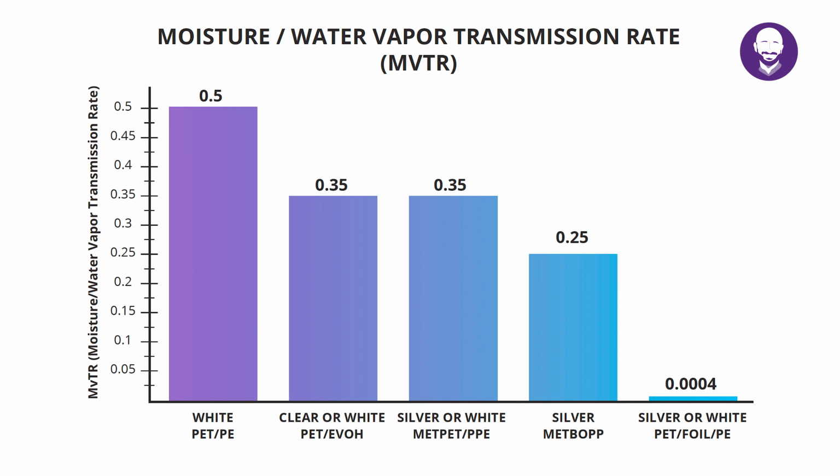So the next chart shows the moisture or water vapor transmission rate of our different materials. Much like the oxygen transmission rate, we start with the white polyester with a polyethylene sealant layer, and then we go to the EVOH sealant layer, and then to the metallized materials, the metallized polyethylene or the metallized polypropylene. And then just like oxygen, the material that has the lowest moisture transmission rate is also the one that contains the foil, polyester foil polyethylene kind of construction.